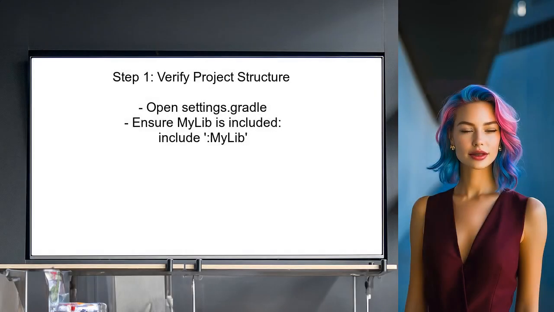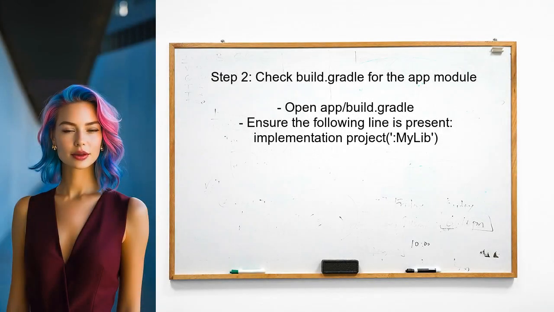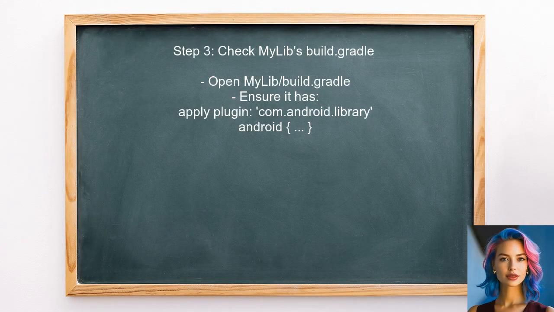To begin resolving the user's issue, we need to ensure that the project structure is correctly set up. First, the user should verify that the local module, mylib, is included in the settings.gradle file. Next, the user should check the build.gradle file for the app module. They need to ensure that the implementation statement for mylib is correctly defined. Now let's look at the build.gradle file for the mylib module. The user should confirm that the module is set up as a library and that the configurations are correct.